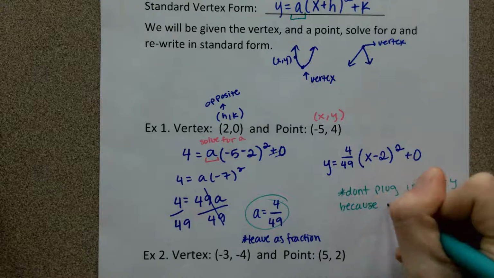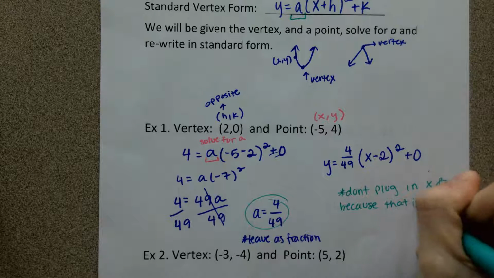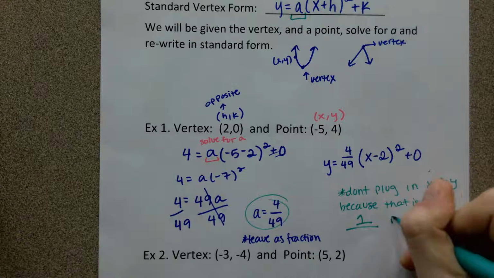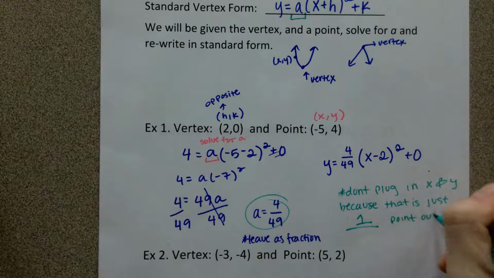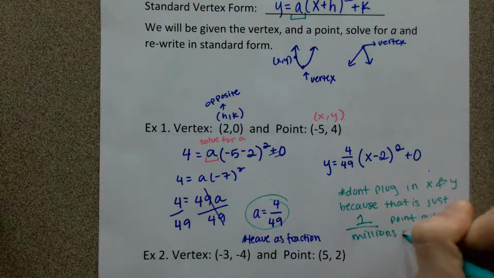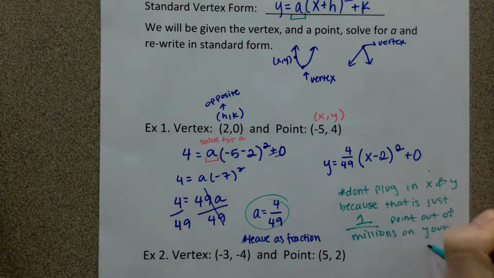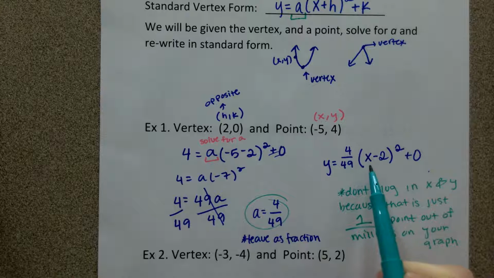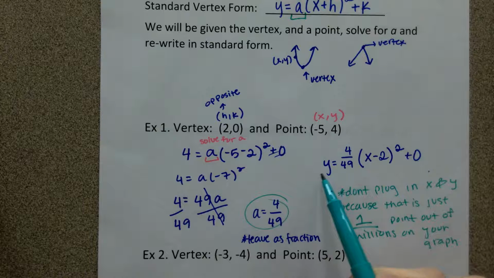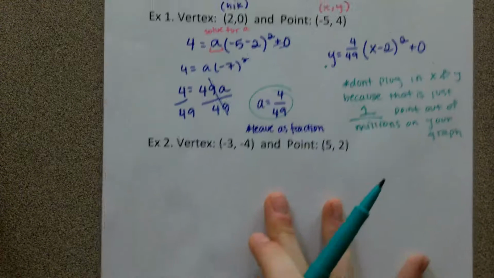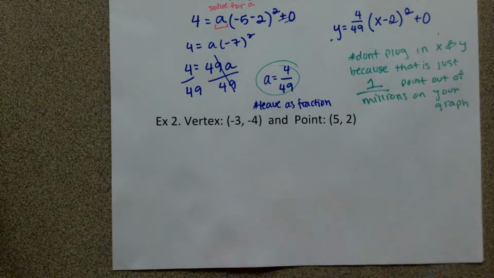because that is just 1 point out of millions on your graph. Okay, so for any x that we plug in here, we're going to get a different output of y, so we leave those interchangeably. All right, so let's do another one.